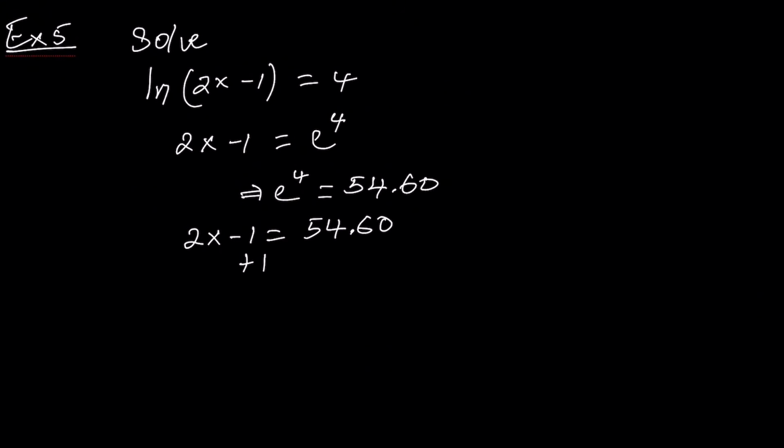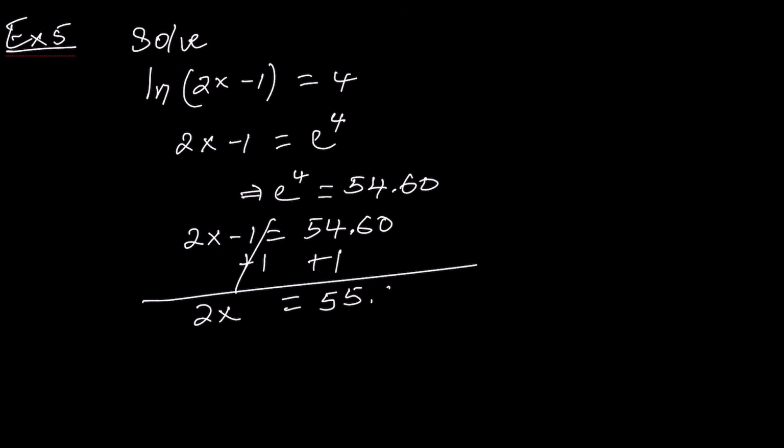Step 3. Add 1 to both sides of the equation. 2x equals 55.60. Step 4. Divide both sides by 2. X equals 27.80. Final answer, x is approximately 27.80.